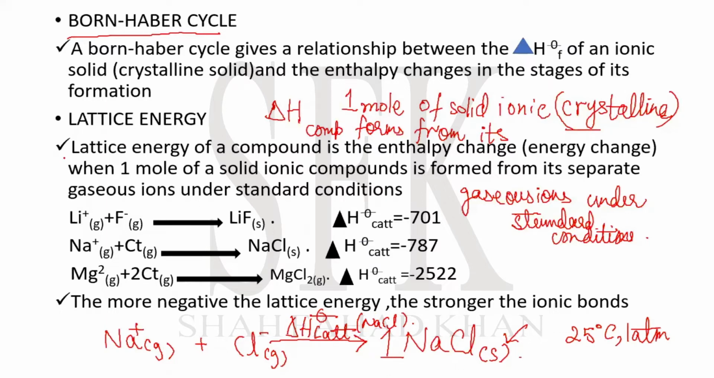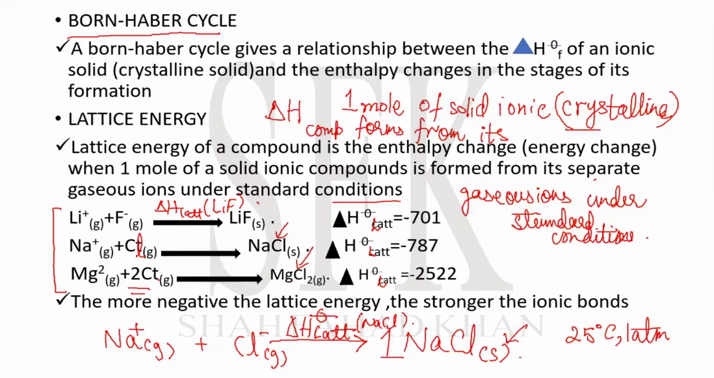I've also written the definition over here. It is the enthalpy change when one mole of a solid ionic compound is formed from its separate gaseous ions under standard conditions. And these are a few examples of how lattice energy can be represented. This is actually L, not C, this is L. So lithium ion combining with fluoride ions in their gaseous state forming lithium fluoride, in this case, it's going to be the lattice energy of lithium fluoride. And similarly, lattice energy of sodium chloride, this is Cl, lattice energy of magnesium chloride.